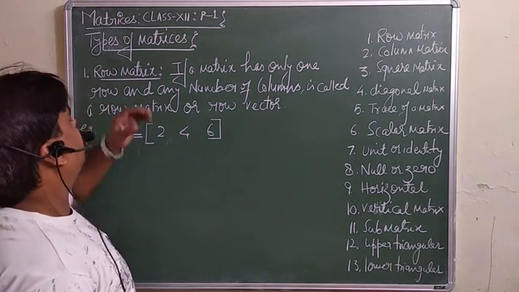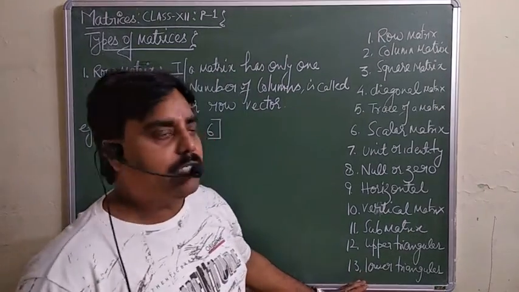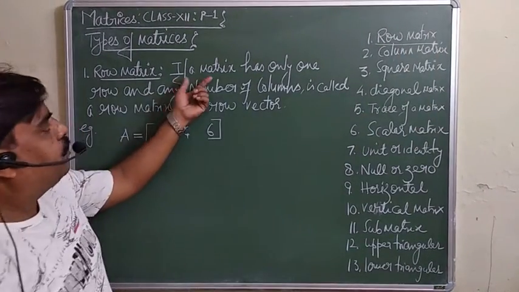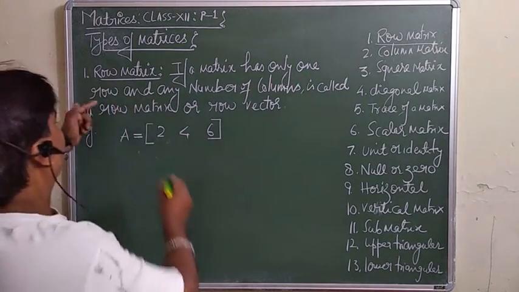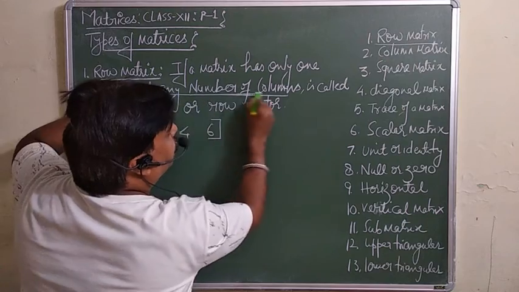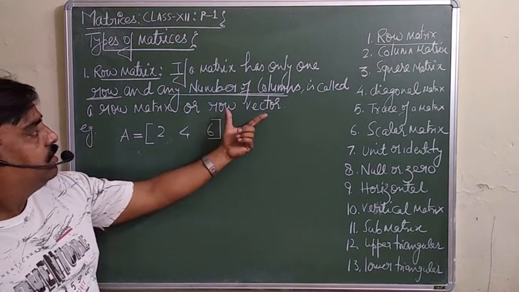Now we will discuss the types of matrices. There are 13 types of matrices we will discuss. First is the row matrix. If a matrix has only one row, but there may be any number of columns, that is known as a row matrix, or you can say a row vector.